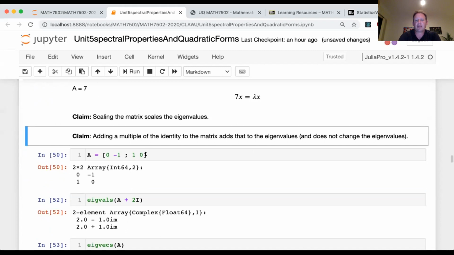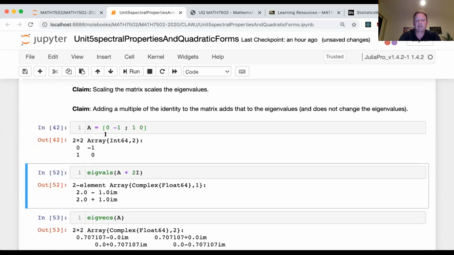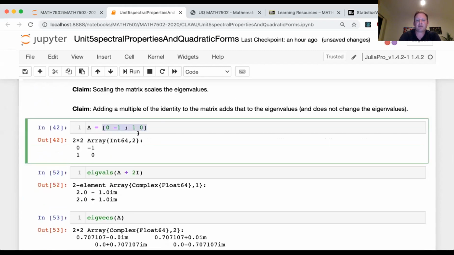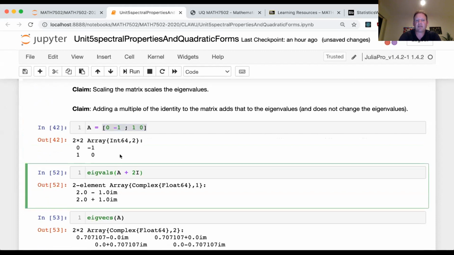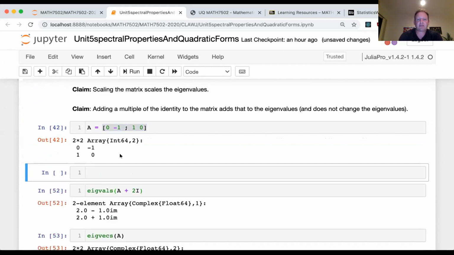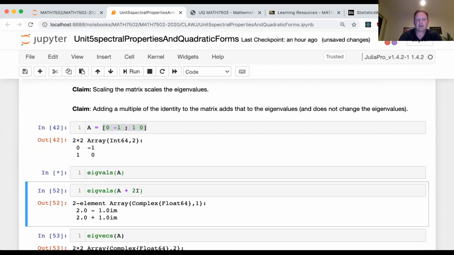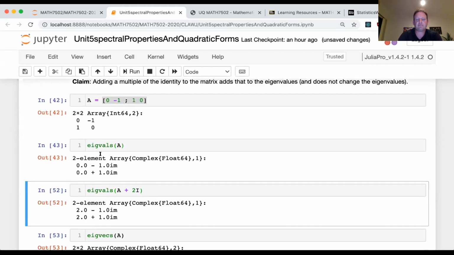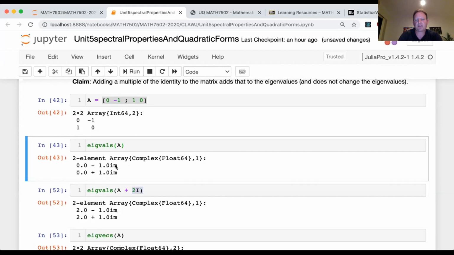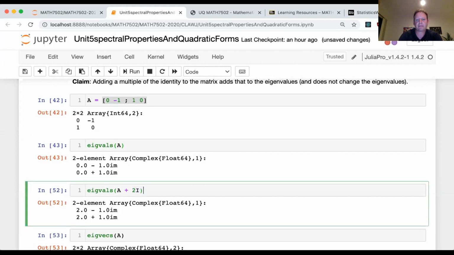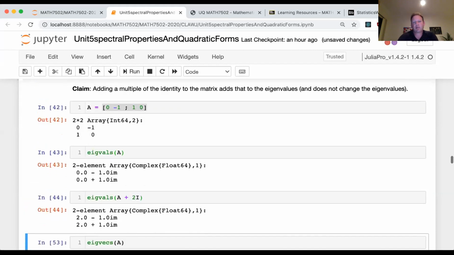So you can take here's this matrix A. This is the rotation by 90 degrees matrix. Let's look at the eigenvalues. Remember, the eigenvalues of A were complex: negative i and positive i. Okay. The eigenvalues of A plus 2I. So I'm now adding 2 to the diagonal. And try to prove this.